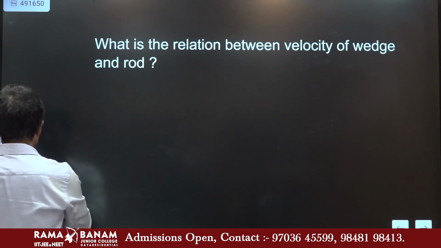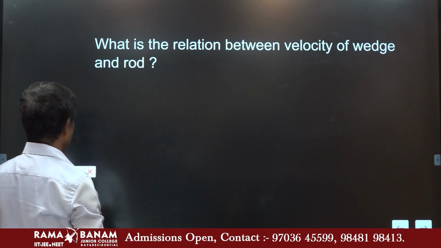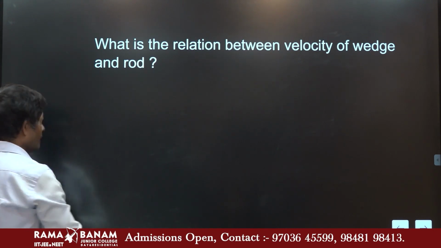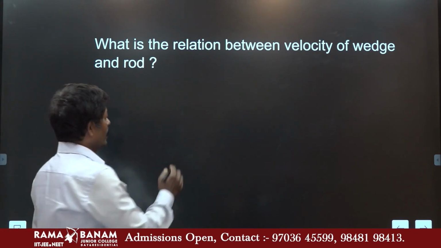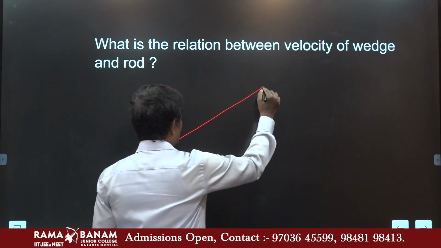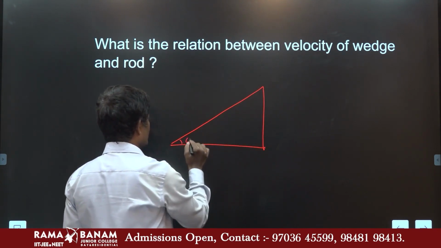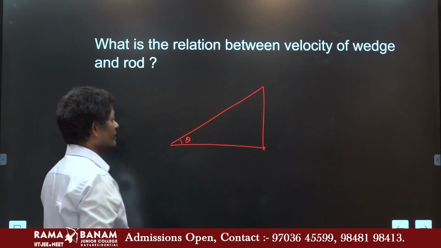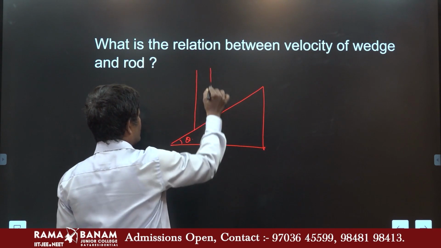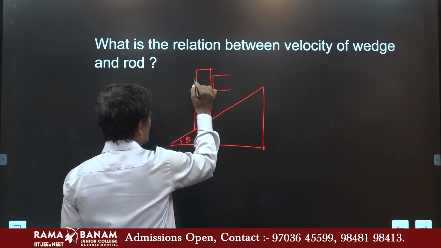What is the relation between velocity of wedge and rod? Okay, now I am going to take a wedge here. This is the wedge, theta is the angle, and I will take a rod, and these are two walls here.